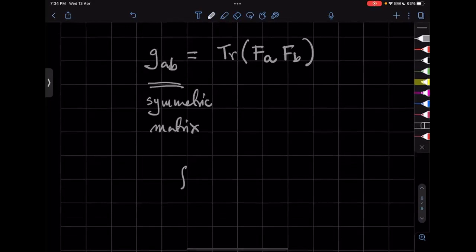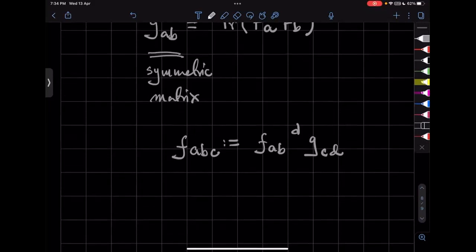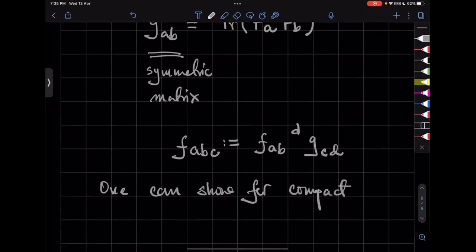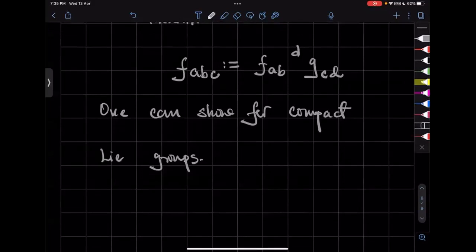So using this, you can define structure constants which are all downstairs by lowering the upstairs index. Okay, and another thing you can show, for compact Lie groups, is that f_ABC, that is the structure constants, are completely antisymmetric.